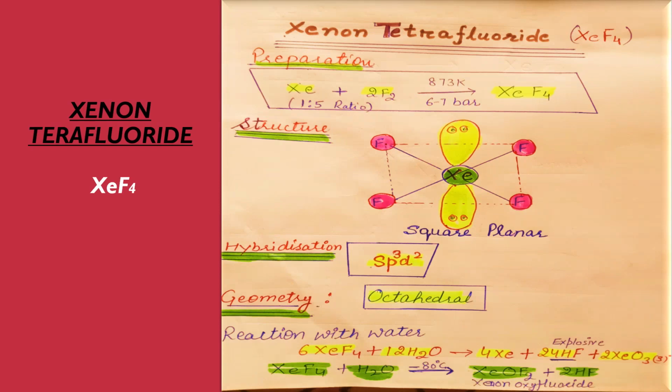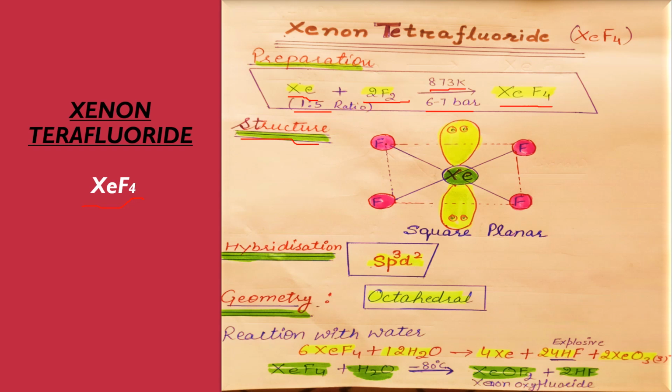Our next xenon compound is xenon tetrafluoride. It is prepared by heating xenon and fluorine in a molar ratio of 1:5 in a nickel vessel at a temperature of 873 Kelvin and 6 to 7 bar pressure to give the final product, xenon tetrafluoride.